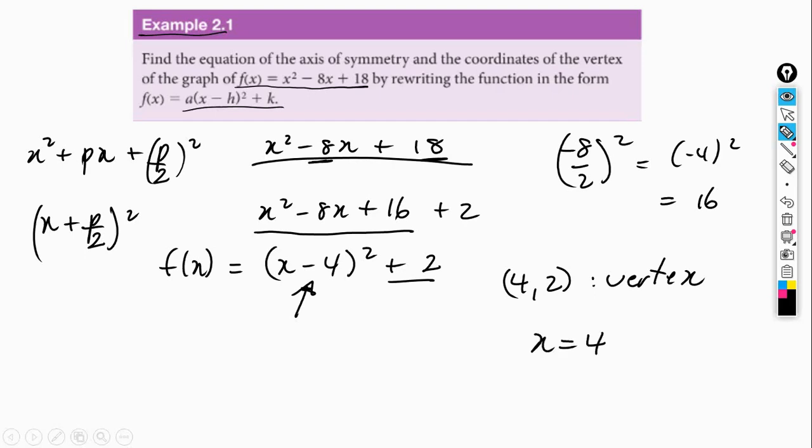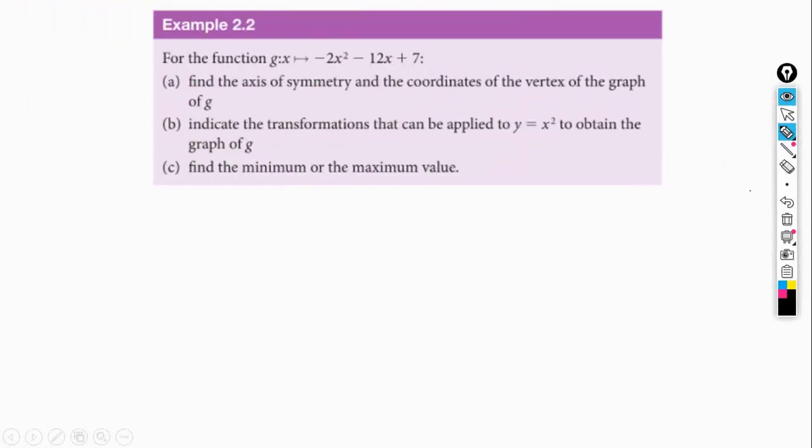So what does this mean in a graph? Well, if we have a graph, we would count 1, 2, 3, 4, and then 1, 2 up. And right here would be the vertex of the parabola. And the axis of symmetry would be the line x equals 4. So now let's continue with example 2.2.